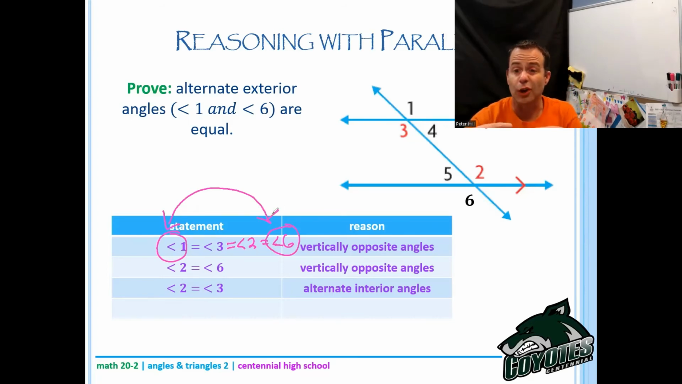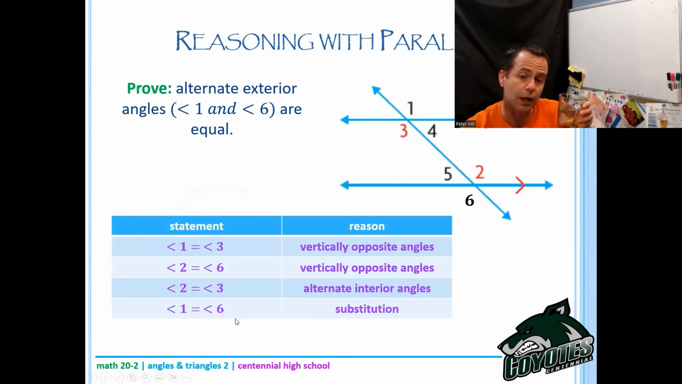Okay, so we used all of these to get to the whole angle 6 conversation. Let me just clear that ink and I'll put that statement in there for you. So now we know angle 1 equals angle 6, and our reason is substitution.